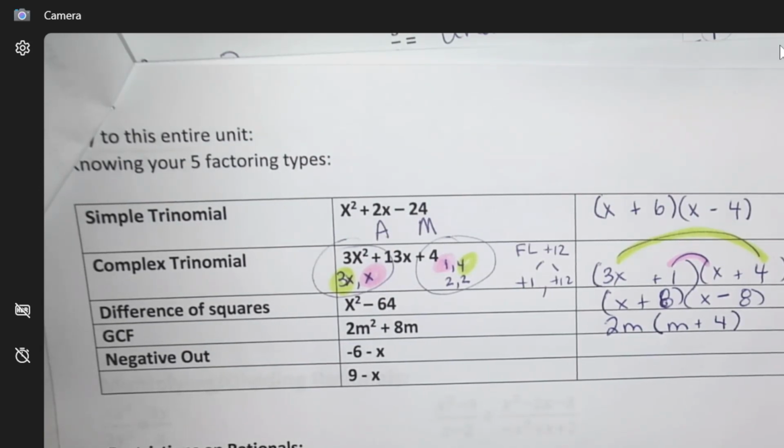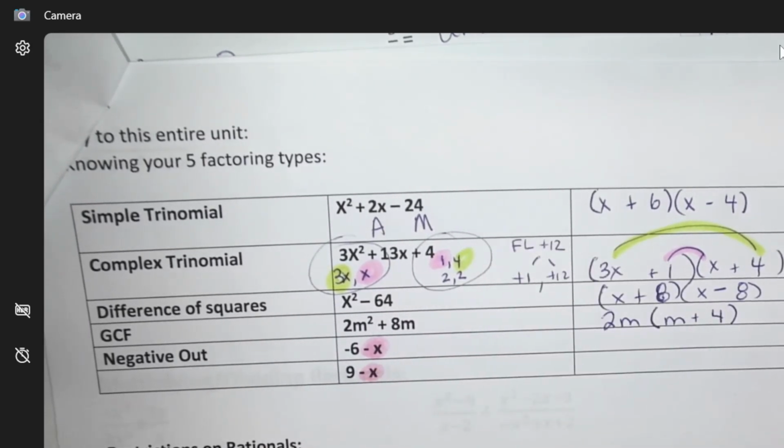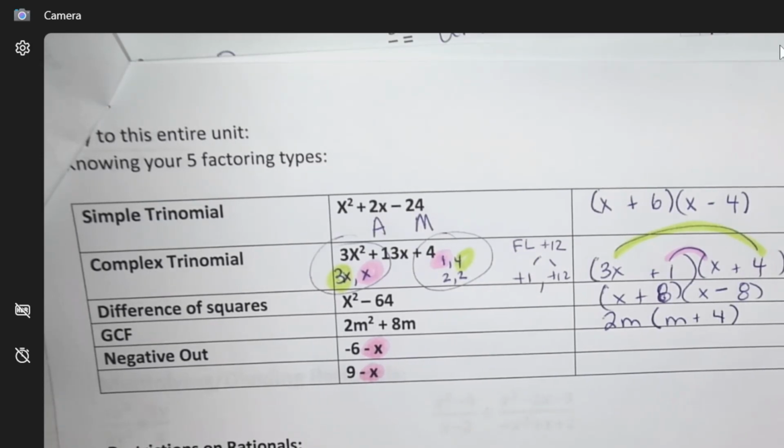Okay, here is a new one for us today. So we're going to add one more. I call it the negative out. And how do you recognize it? This is how you recognize it: if there's ever a negative leader variable.